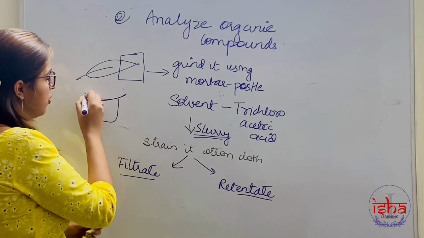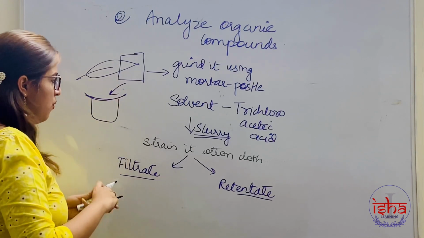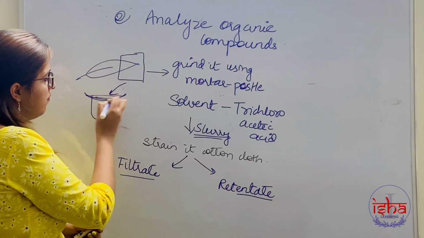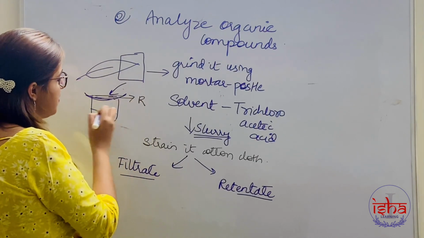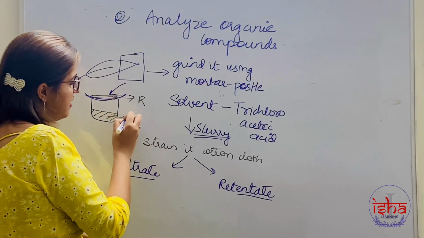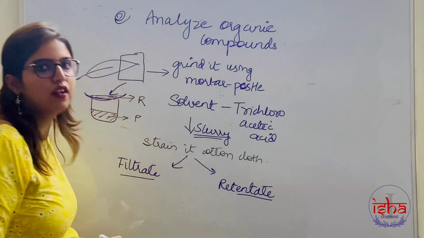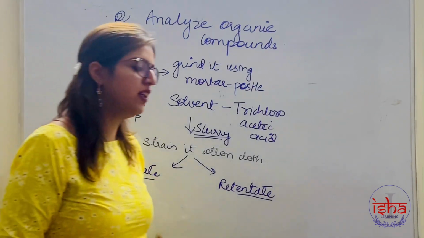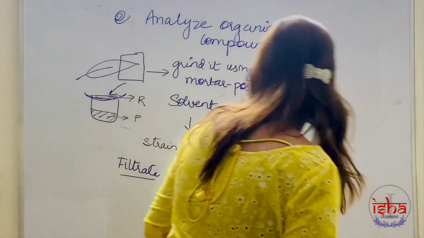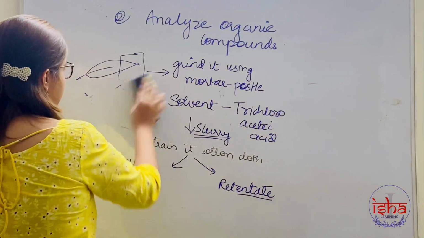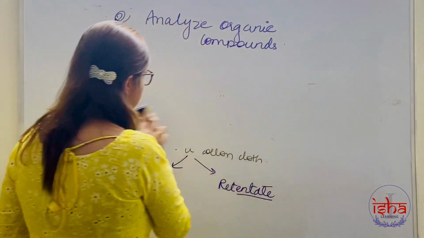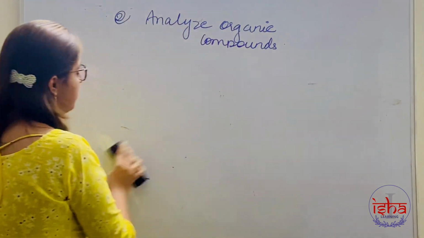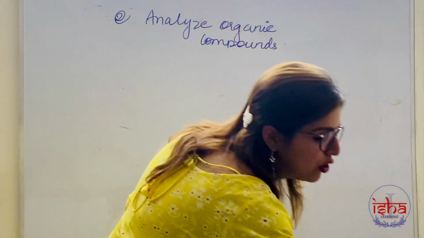This is my cotton cloth. I have put the liquid. What stays back over here is my retentate. What comes down with the trichloroacetic acid is the filtrate. So what will naturally come down with the trichloroacetic acid has to be soluble in it, right? If you make tea and you add sugar to it, the sugar is soluble in my tea. That is why it will come down in my cup.